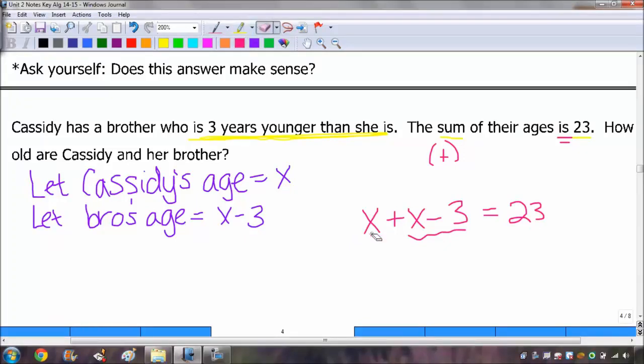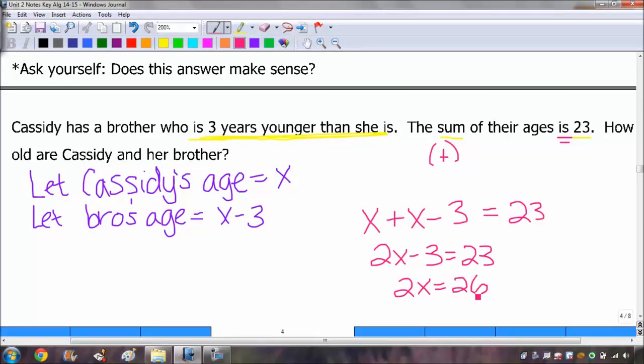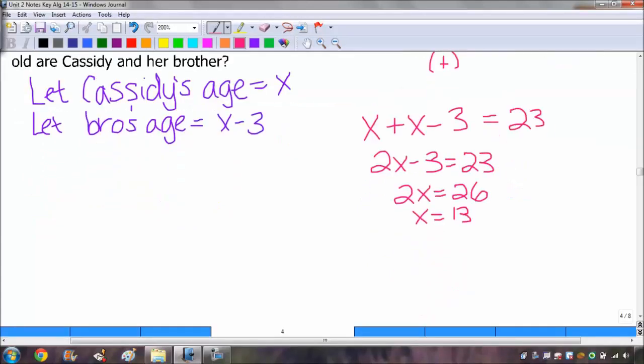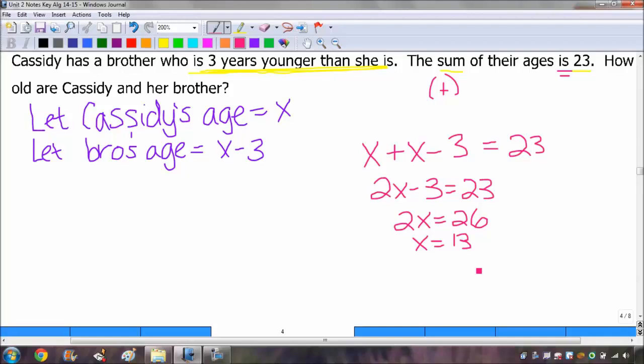All right? So then, once I've done that, the next step is to just solve my equation. So to solve, I'm going to combine like terms. Okay? Then I'm going to add 3 to both sides to help me get the x by itself. Divide both sides by 2, right? I end up getting x equals 13. So that means that Cassidy is 13 and her brother is 13 minus 3. So I'm going to fill this into my let statement. Cassidy is 13 and her brother is 13 minus 3, so he's 10.